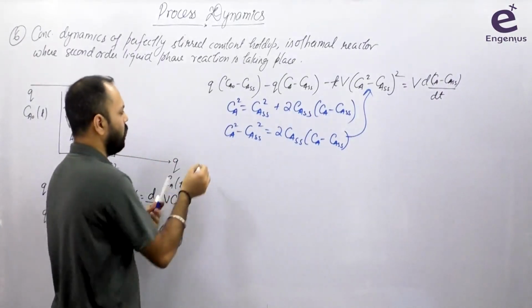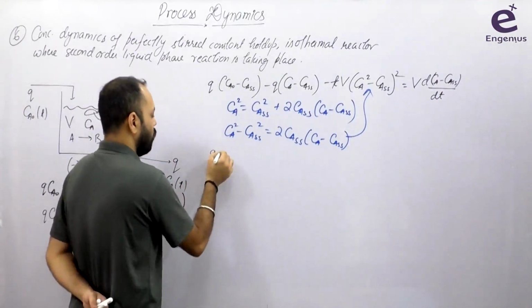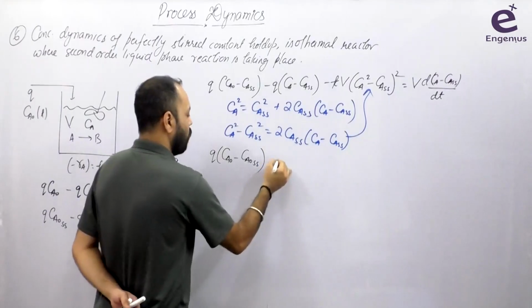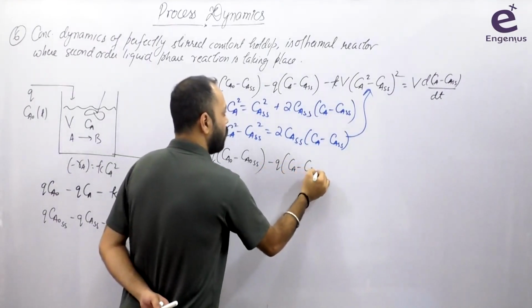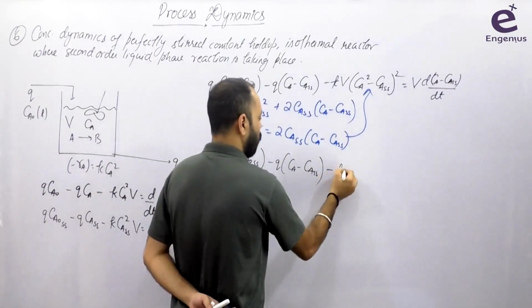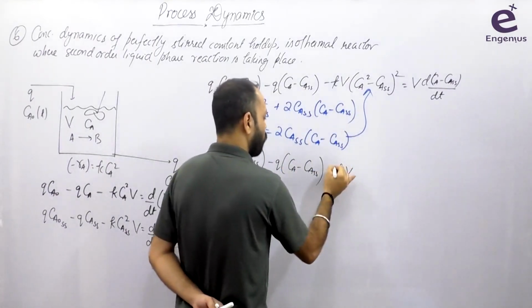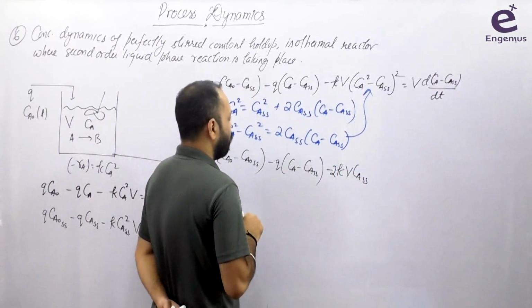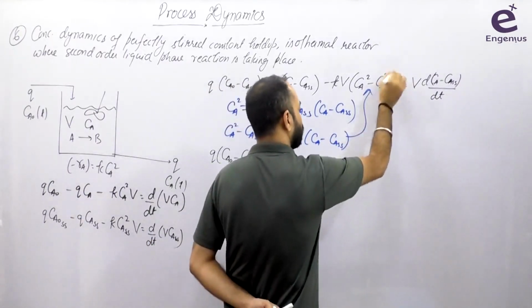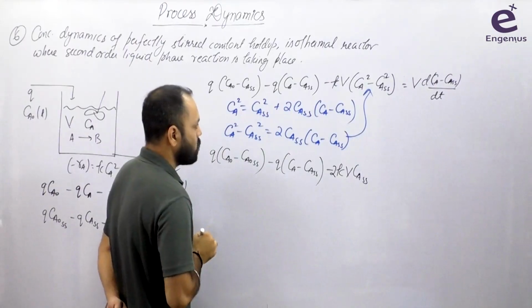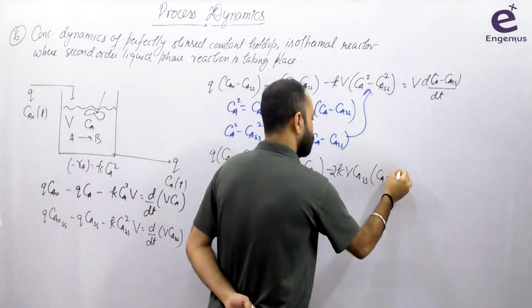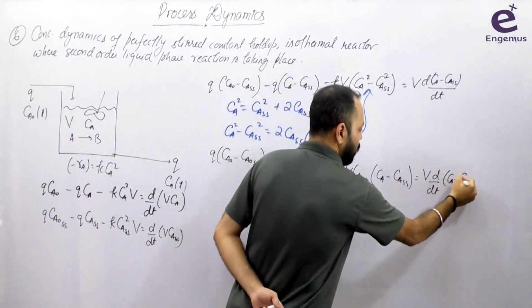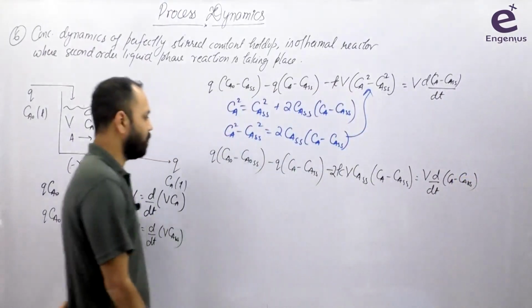Correct? You can do it very quickly, there is nothing in this. Q (Ca naught minus Ca naught SS) minus Q (Ca minus Ca SS) minus kV, and this value, I write 2 here and Ca SS here. Okay, I'm sorry, this should be Ca SS square. 2kV Ca SS (Ca minus Ca SS) is equal to V d by dt of (Ca minus Ca SS). Okay? Will it work?